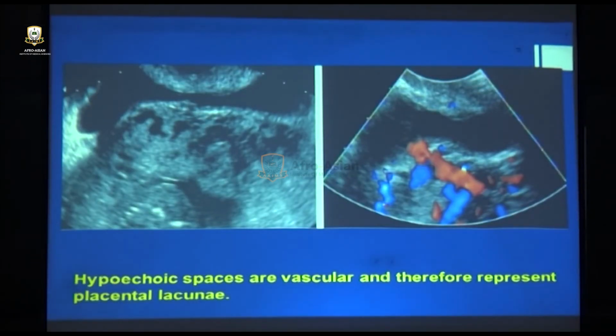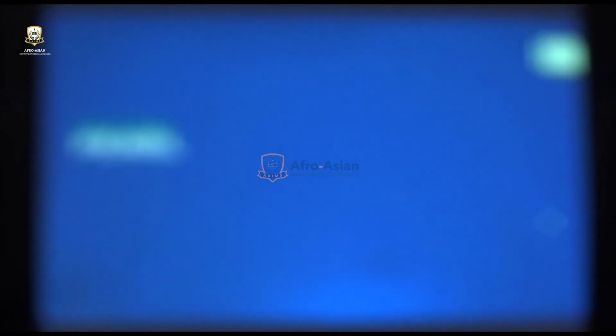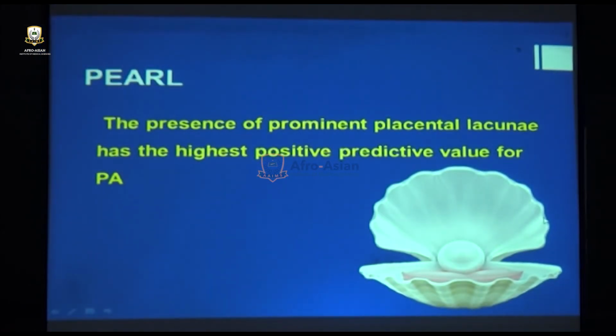This is a similar example. Again, we see hypoechoic areas scattered, randomly placed, but show flow. Normally, you don't find such lacunae in a normal placenta. So yet another example of lacunae. So what is the pearl? Pearl is the presence of prominent placental lacunae has the highest positive predictive value for being a placenta accreta. So be very vigilant. When you see low-lying with hypoechoic areas, don't mix them with normal vascular lakes. Try to see a Doppler flow in them.